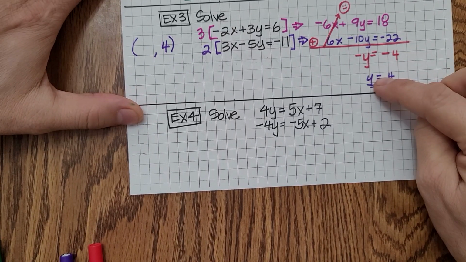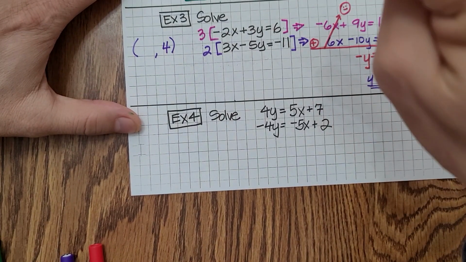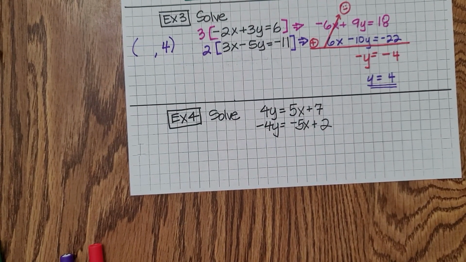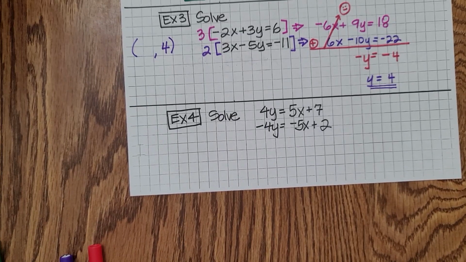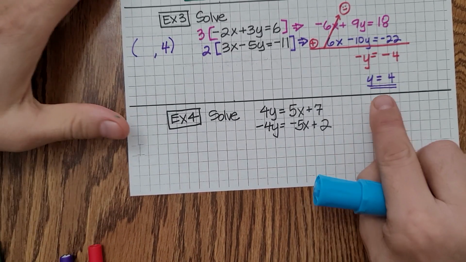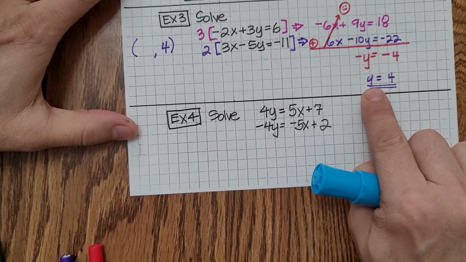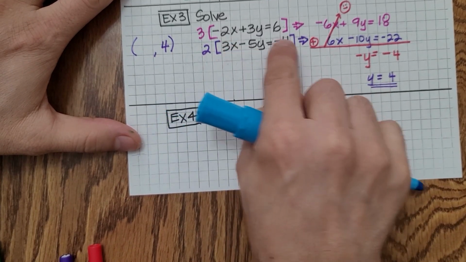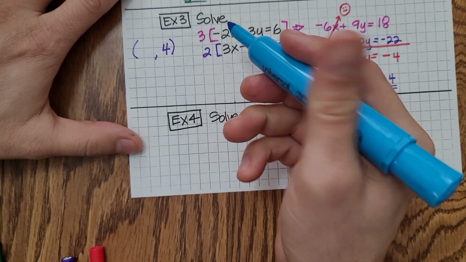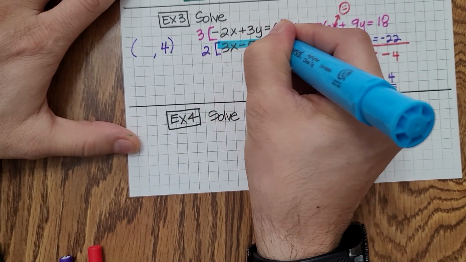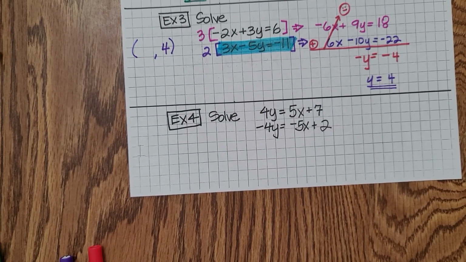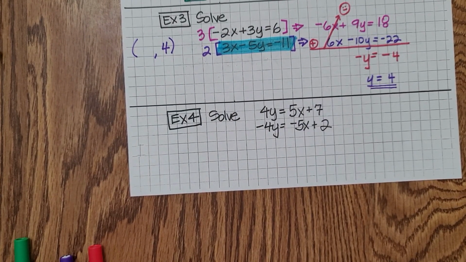Take the value you just got and plug it into one of the two original equations. I already know y, so I'm looking for x. Do I want to find a negative 2x, or would I rather find a 3x? In my opinion, the way I feel today, I'd rather find a positive 3x. So I'm going to use the second equation to get the rest of my answer.